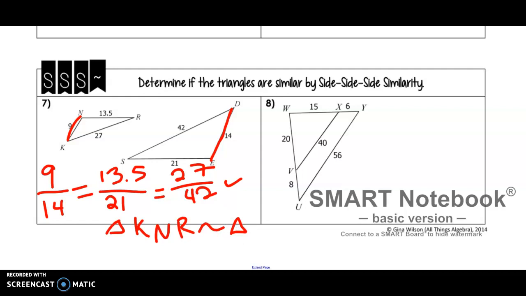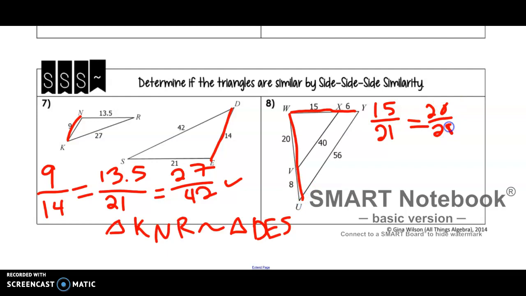Would be K and R would be DES. DES. Alright, number 8, we do the same thing. So I would do 15 over, so now what's tough about this one is I need to count this whole side, so it's 15 plus 6, so 21, which would be similar to 20 plus 8, so that would be 20, and then 28, and then 40 over 56.